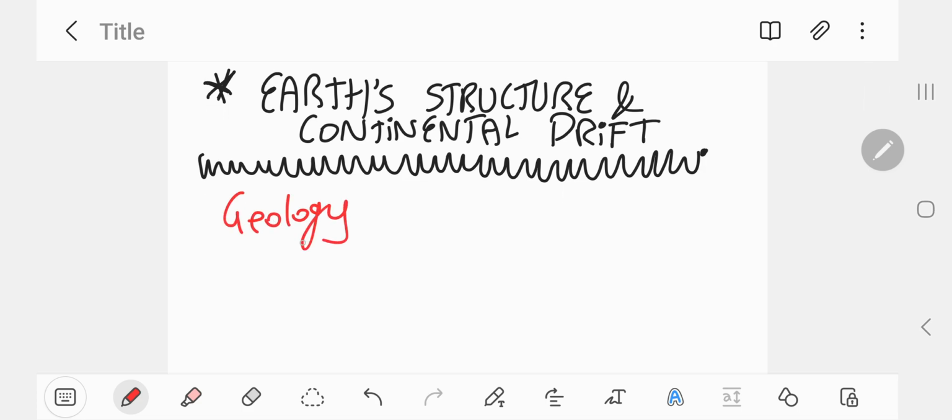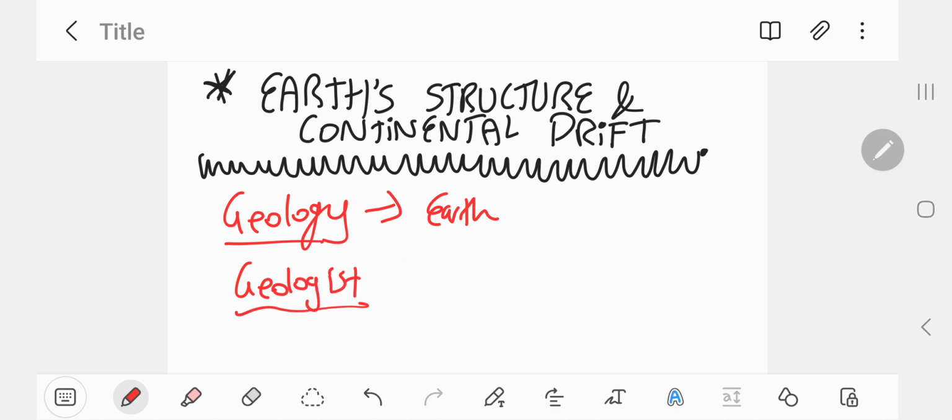Geology. Geology is basically the scientific study of the Earth, its materials, its processes, the history behind it, and the changes that have occurred over time. And the scientists who study the Earth, who study geology, are called geologists. They study the Earth. And so what is the Earth?